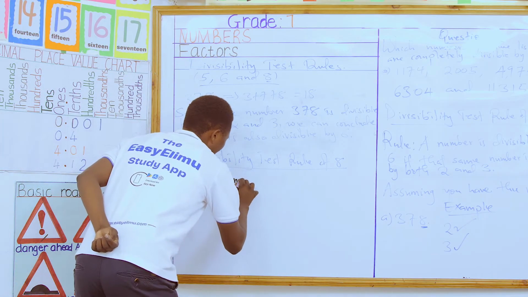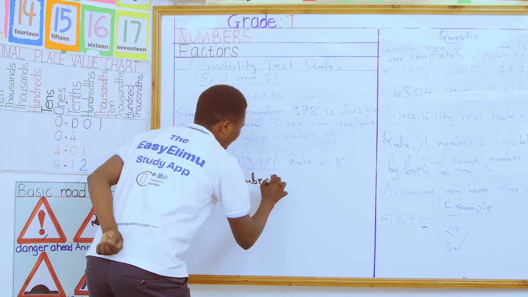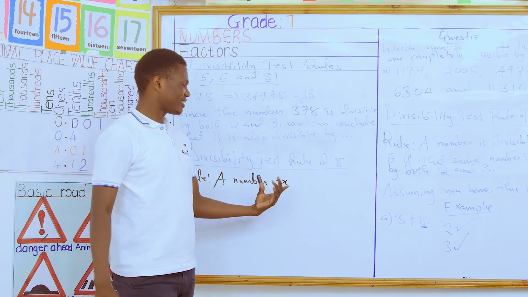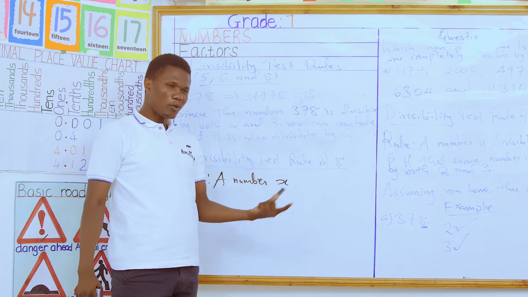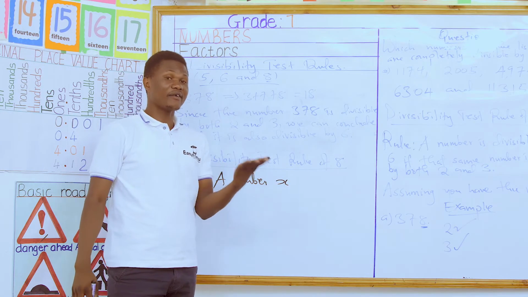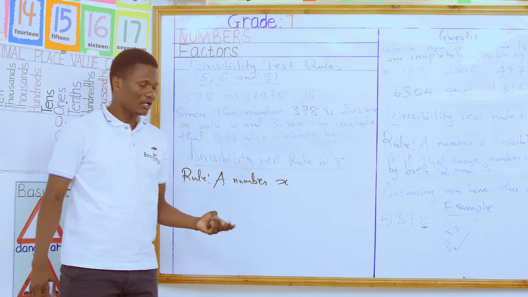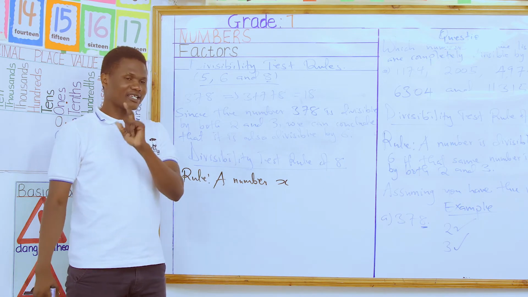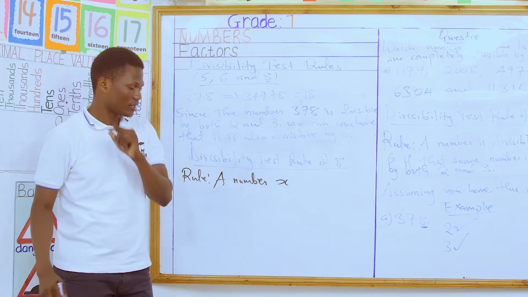a number x. Remember, a number can be made up of a single digit, or it can be a 5-digit number, a 10-digit number. So in as much as I'm using a single variable to denote my number, it doesn't mean that it's a single-digit number. So take note of that.